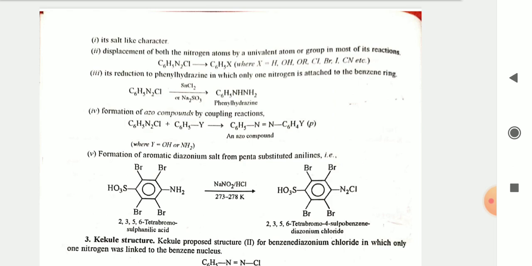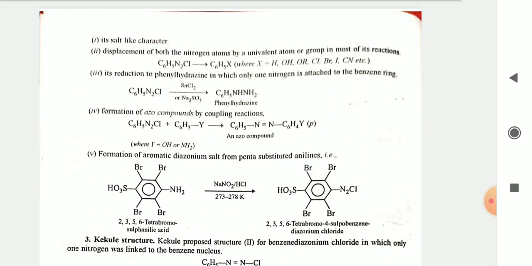Fourth, formation of azo compound by coupling reaction. C6H5N2Cl plus C6H5Y will give azo compound. Fifth, formation of aromatic diazonium salt from pentasubstituted aniline. 2,3,5,6-tetrabromosulfanilic acid in the presence of NaNO2, HCl at 273 to 278 Kelvin will give 2,3,5,6-tetrabromo-4-sulfobenzene diazonium chloride.